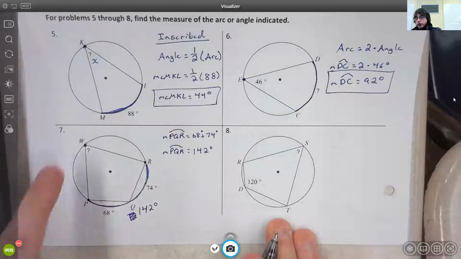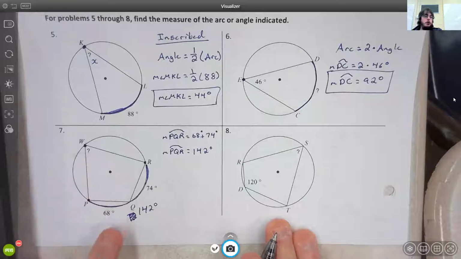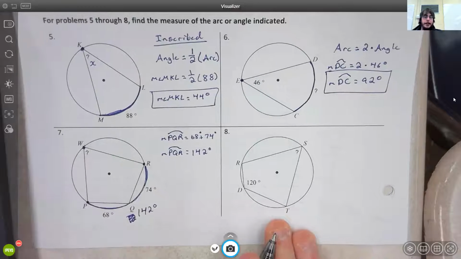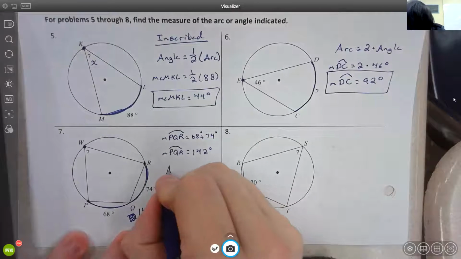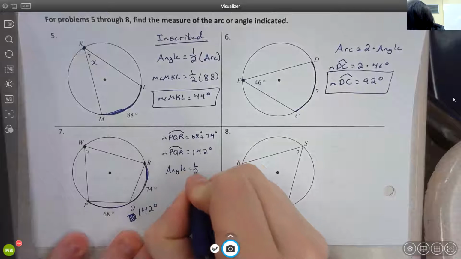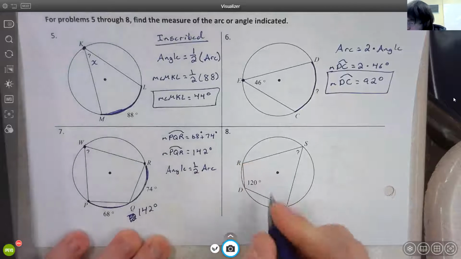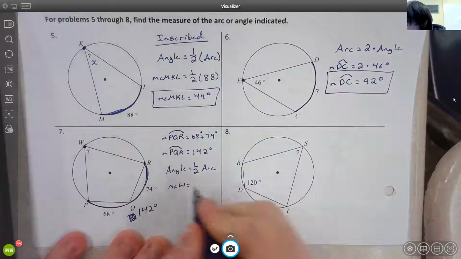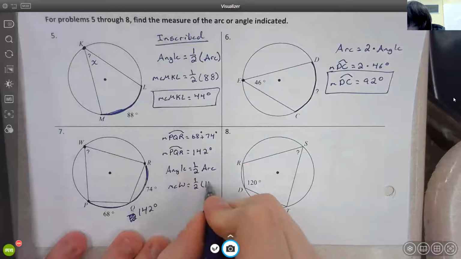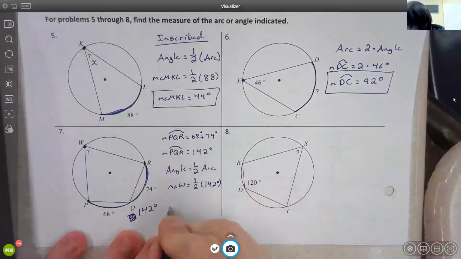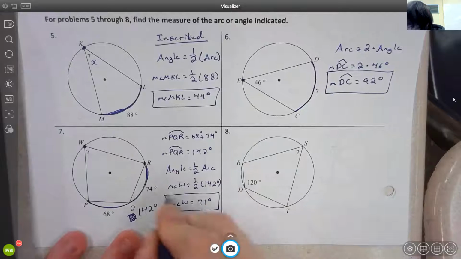Well, angle W is an inscribed angle. We know what the intercepted arc is. So we know that the angle is 1/2 of the arc. So the measure of angle W must equal 1/2 of 142. So the measure of angle W is 71 degrees.